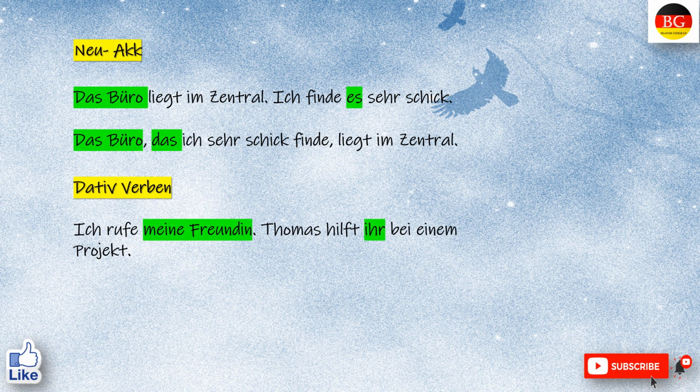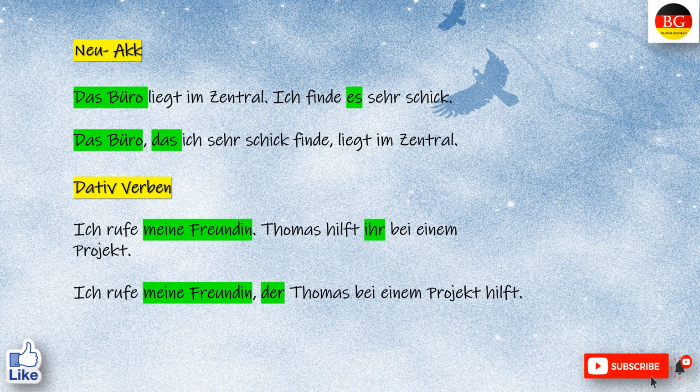Another example. Now we will take with the dative verb. Ich rufe meine Freundin. Thomas hilft ihr bei einem Projekt. What is the common part here? Meine Freundin, die Freundin. So always write down the first sentence till the common part. Ich rufe meine Freundin, der Thomas bei einem Projekt hilft. Richtig? The die changes to der because this is a dative sentence.